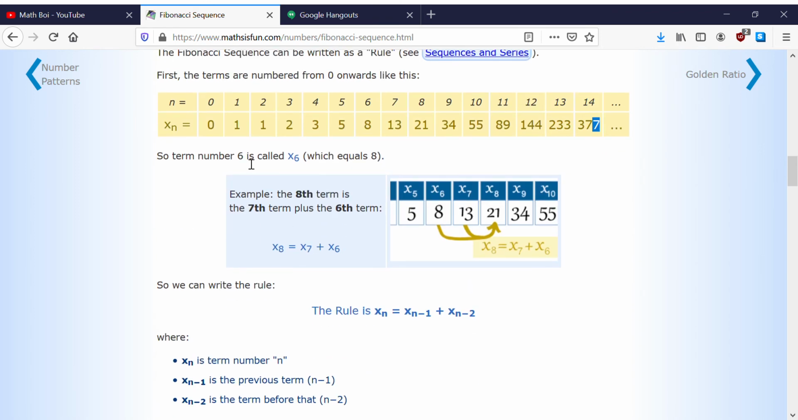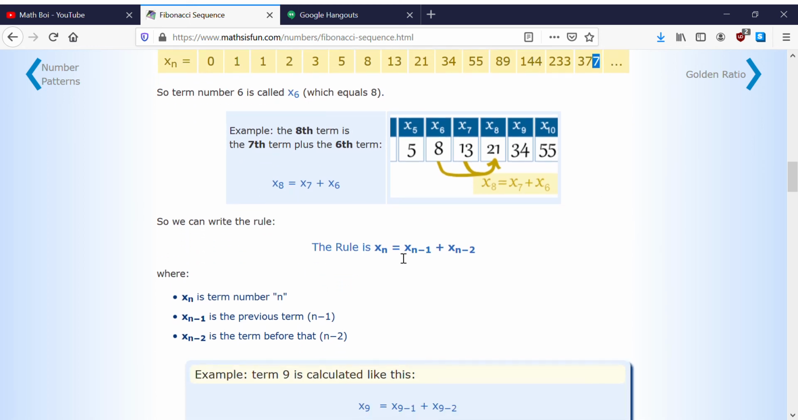The term called x6 is the 6th number, which is 8. The 8th term is the 7th term plus the 6th term. So see, this is the 8th term, it's the 7th term plus the 6th term. 13 plus 8 equals 21. So we can write the rule. The rule is xn equals xn minus 1 plus xn minus 2, basically. So this plus this equals this.